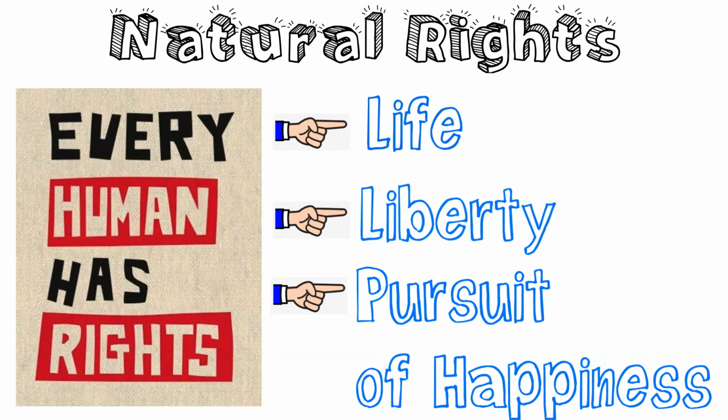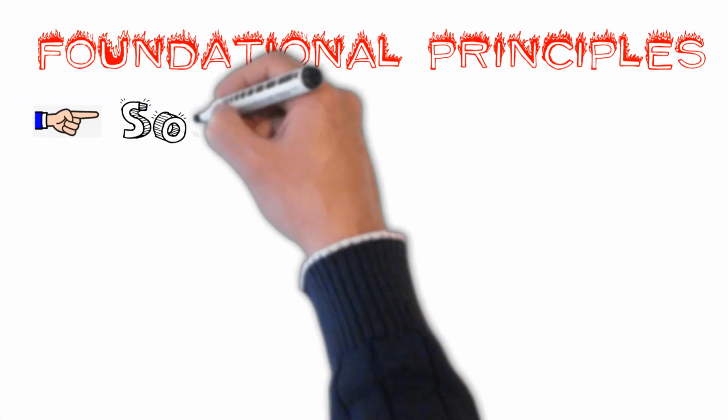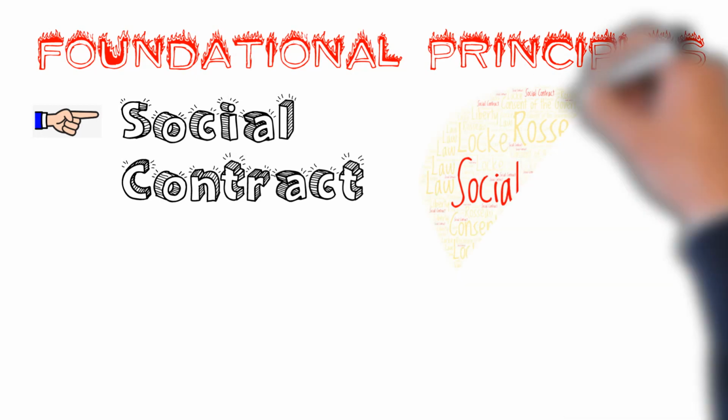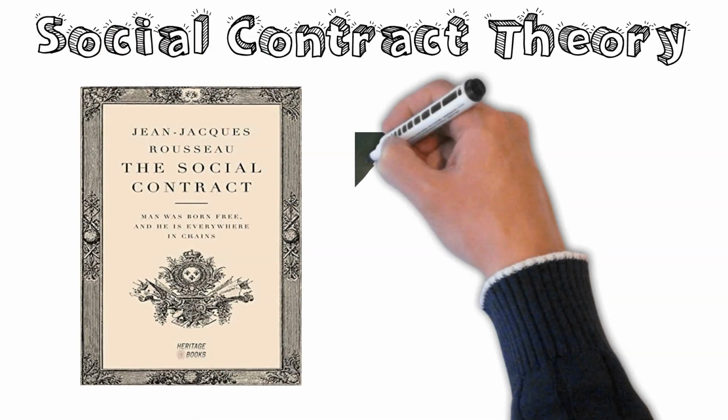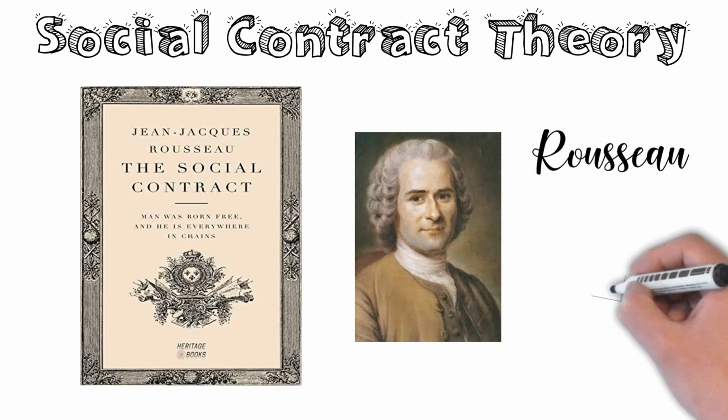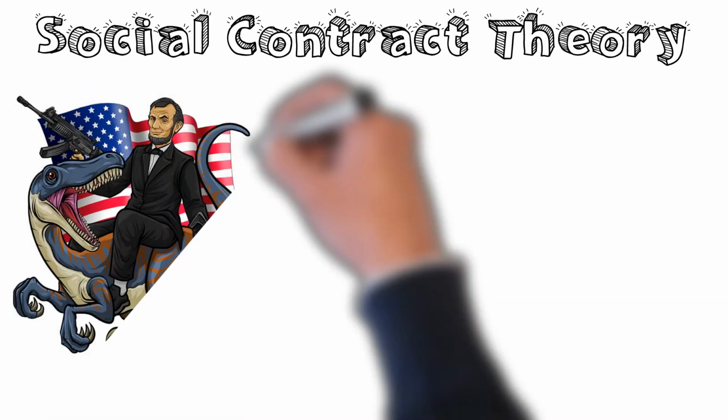Jefferson adopted Locke's theory of natural rights to provide proof that revolution was necessary to end England's tyranny over the colonists. The second principle we'll examine is the social contract. The social contract was most famously explained in Rousseau's book of the same name, but the American version is based on John Locke's variant of it.